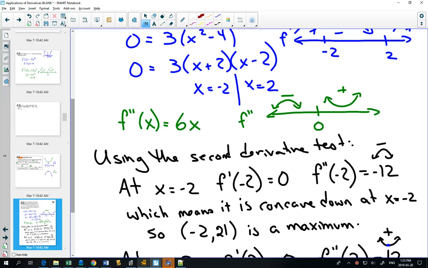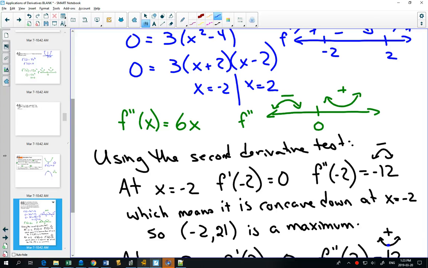Both the first derivative test and the second derivative test find maximums and minimums. They both find the same thing, so you don't need to do both of them. Most times when students are graphing, they do the first derivative test right away. There's no need to do the second derivative test. But sometimes questions come up that say, can you show me you know the second derivative test? And that's what we're doing today.